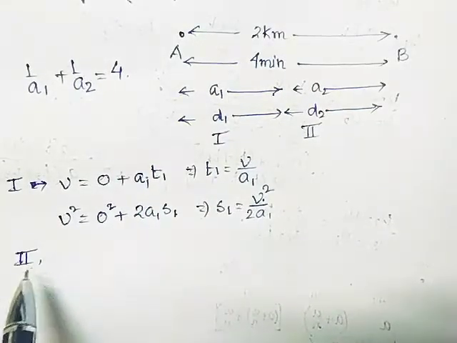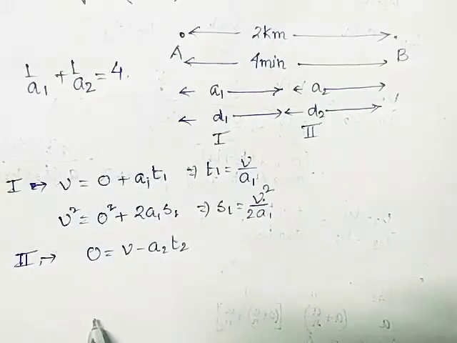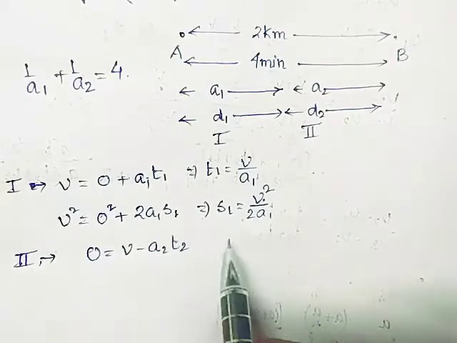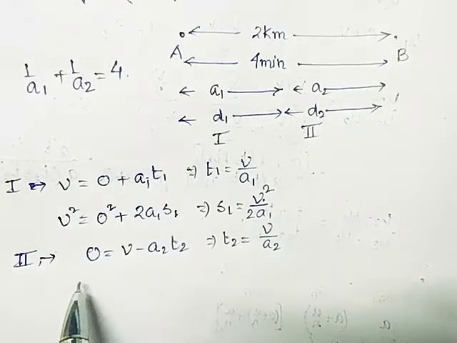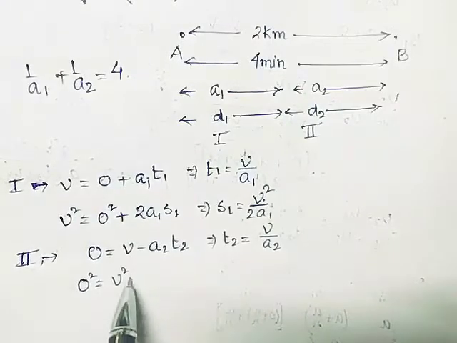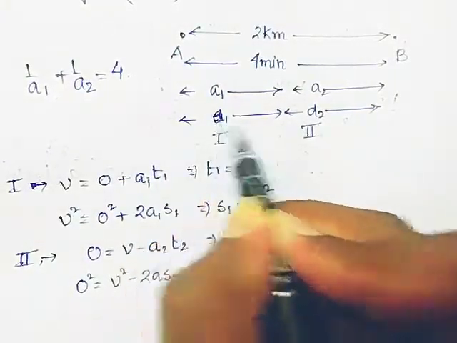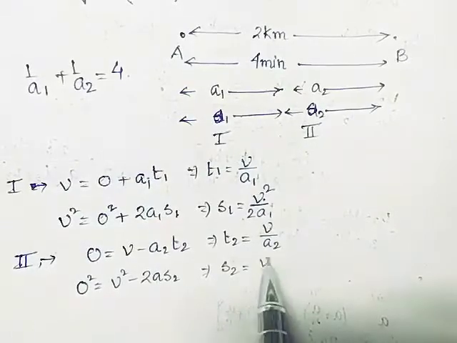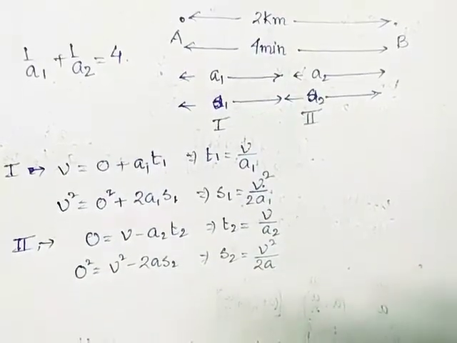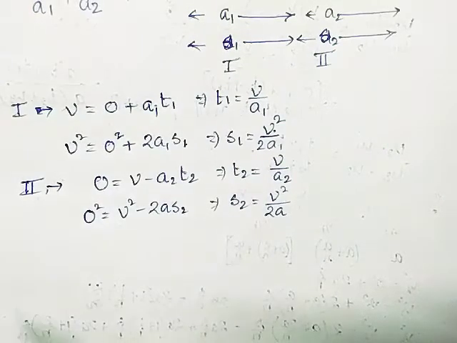Now for the second time interval, 0 equals V minus a2 t2, retardation. After the first part, in the second part the train is retarded. So the time t2 we can represent as V by a2. Here also we can write 0 square equals V square minus 2a2 s2. Here I am writing s2, basically representing distance. So s2 equals V square divided by 2a2. Try to remember this; it is similar to the proof that we discussed in the previous lectures.